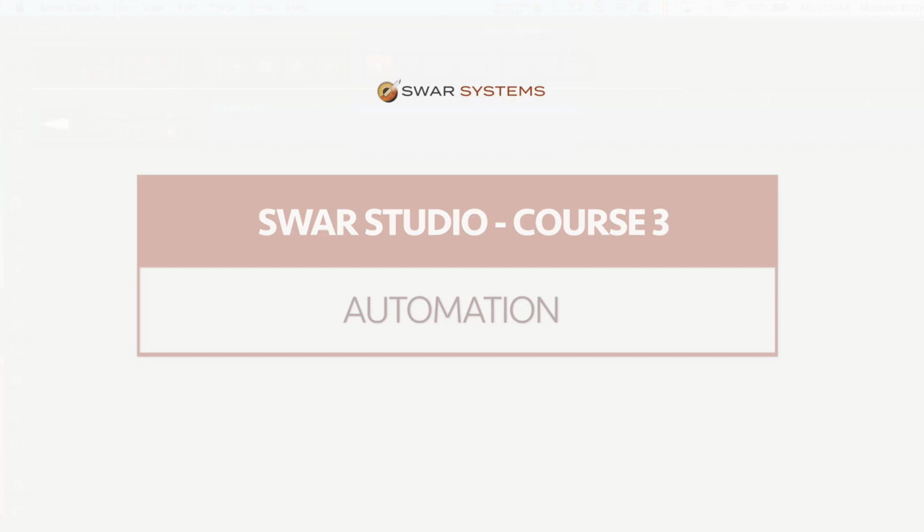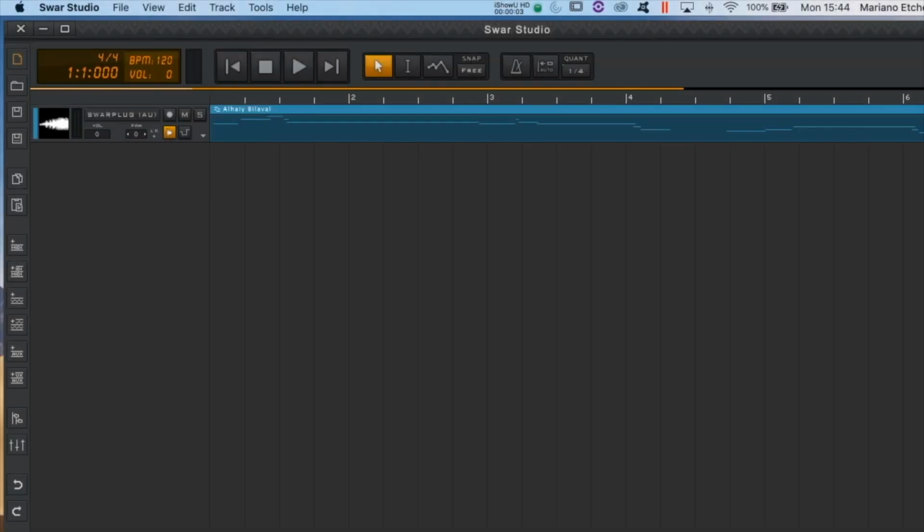Swar Studio now also features automations. We can see automation as a way of recording the changes you apply to the various controls in the DAW over time. Like if you want to raise the volume of a track at a specific time, you can record the change so that it's applied every time you play the composition.